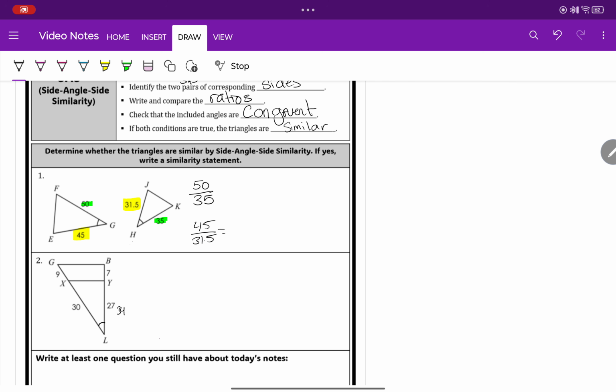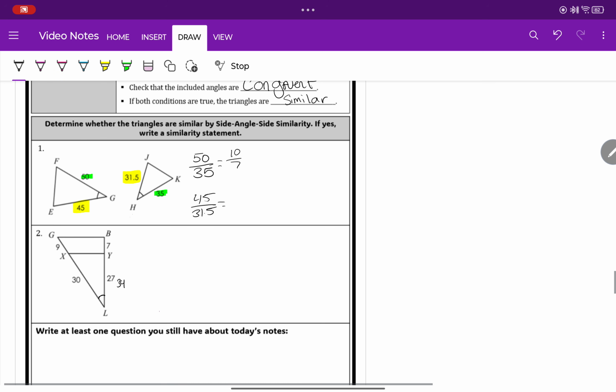So I'm going to go ahead and simplify both of these. I know 50 and 35 are both divisible by 5, so I get 10 sevenths. And I know that 45 and 31.5 are also divisible by 5. So I get 9 over 6.3. So my ratios don't look similar. But I'm going to check it one more way first.